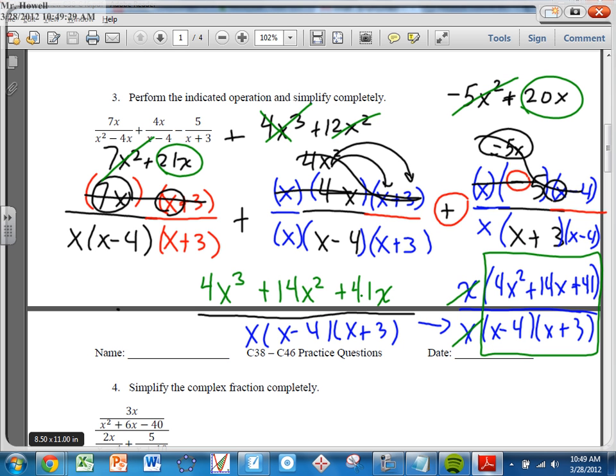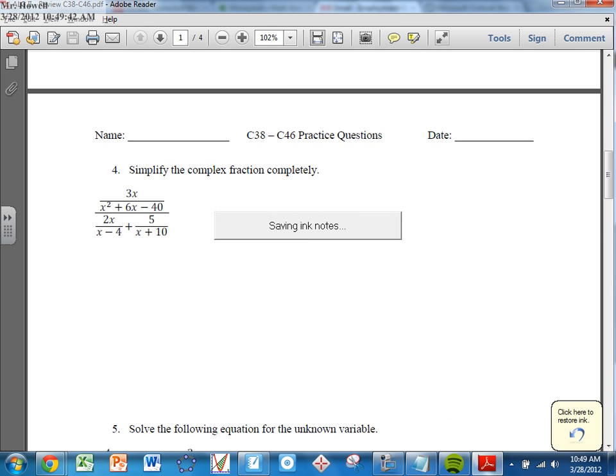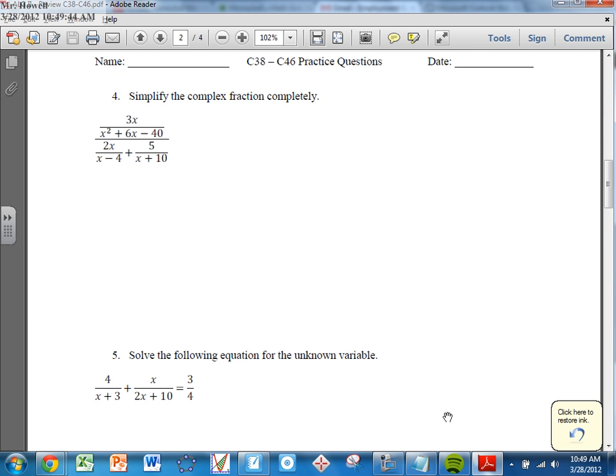Okay, so I have a question. How do you get this point? Yes, combine like terms. Look at all your cubes, look at all your squares, and combine.